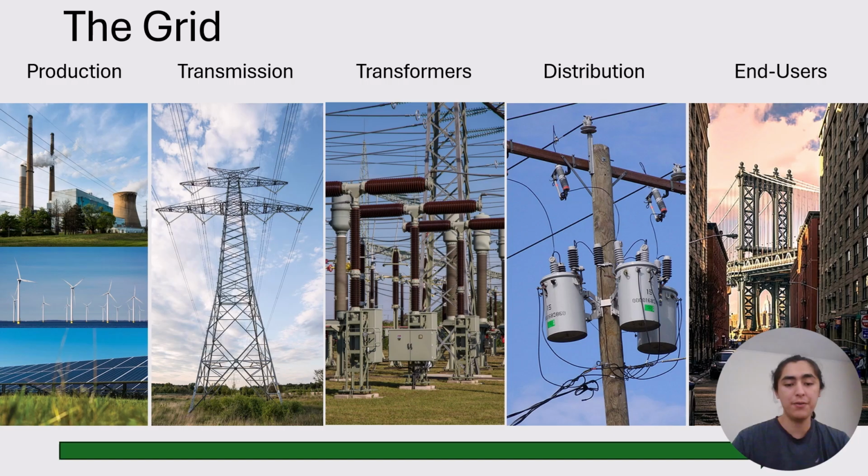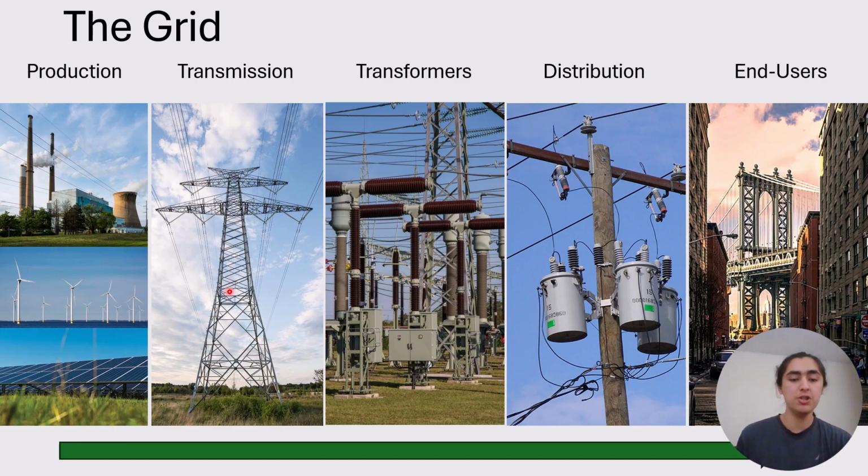This is an overview of how the grid works. On the left here, we have our producers, fossil fuels, renewables. All of these will produce energy. They put energy onto the grid through these transmission lines. Transmission lines are those large, tall, and spanning power lines that you see stretching across the country.